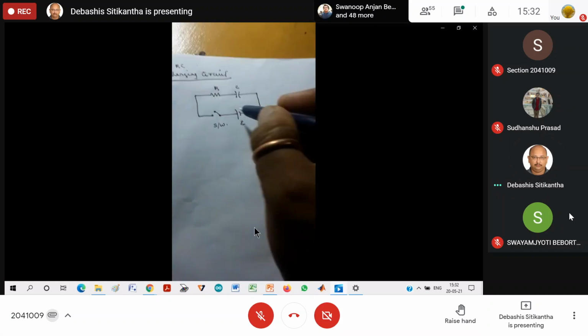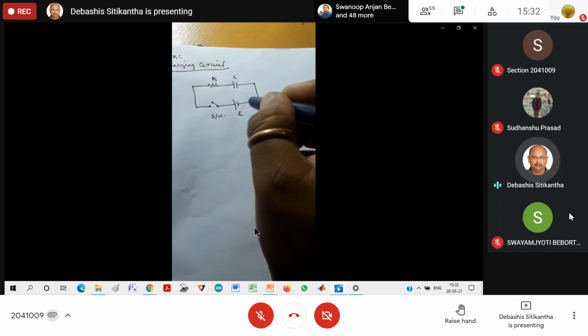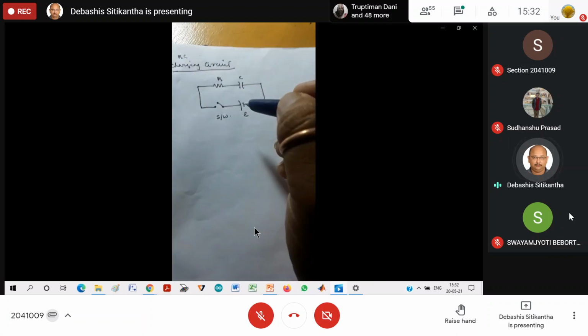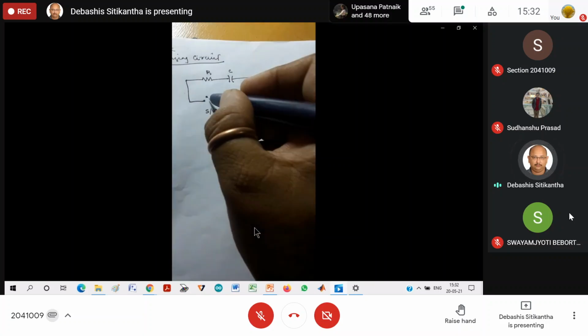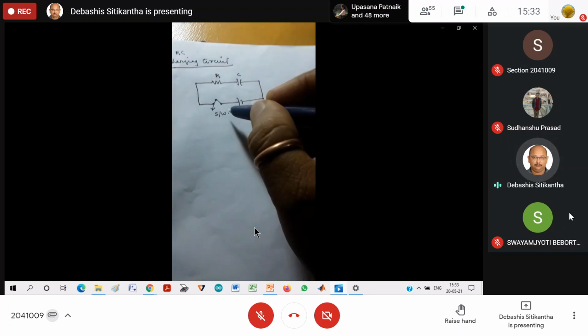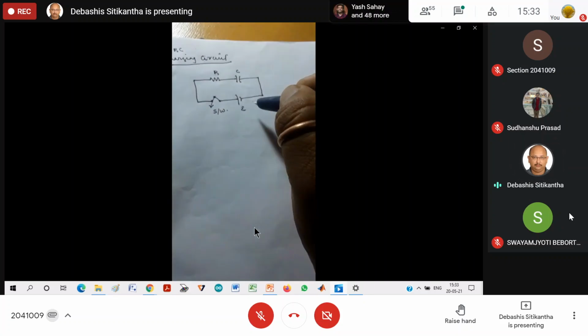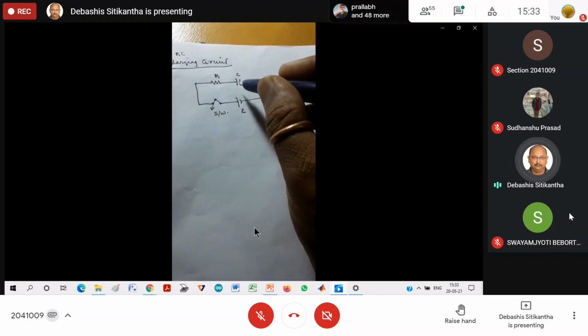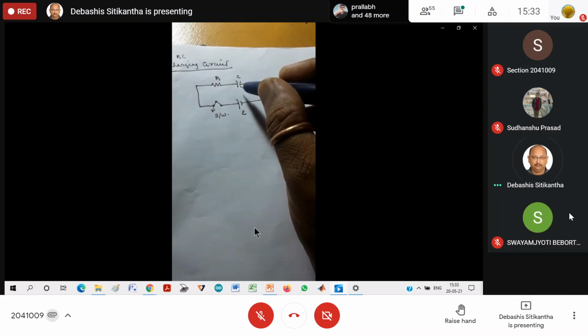Now previously no current was flowing in this circuit. As you can see, the switch is open, so it is not a closed circuit, so no current was flowing through it. Now the moment I close the switch, obviously there will be a sudden rise in the level of current flowing through this circuit, because initially the capacitor behaves as a short circuit.